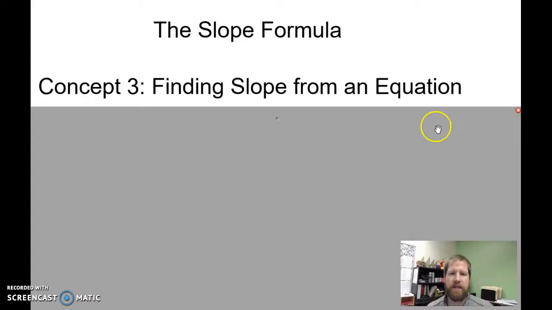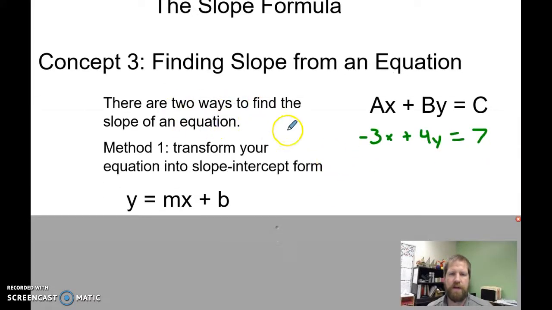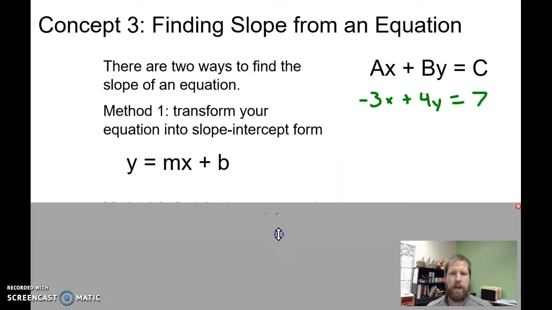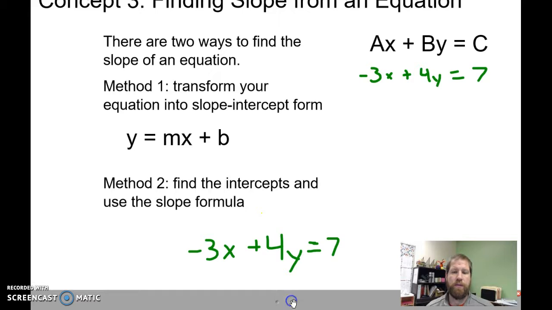Concept 3, finding slope from an equation. There are two different ways to find the slope of an equation, and I'm going to teach both of them to you. One is in the book, and the other one is in the book, but it's later on. I think this is valuable enough to introduce now because it's an easier way of doing it, and I think using this form makes more sense in general than using standard form.